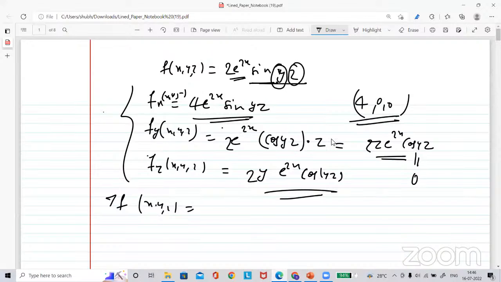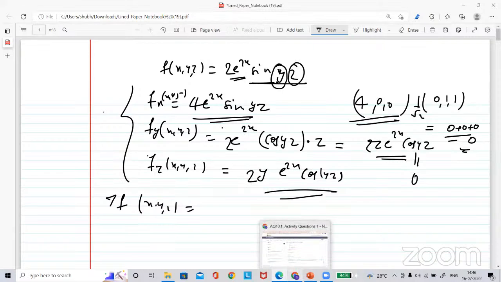If you take the dot product of it, you have 0, 4, 0, 0 dot product with 0, 1, 1. You have root 2 here. So what would it be then? 0 plus 0 plus 0. Anything with 0, 1, 1. Right, sir. Yes, yes.